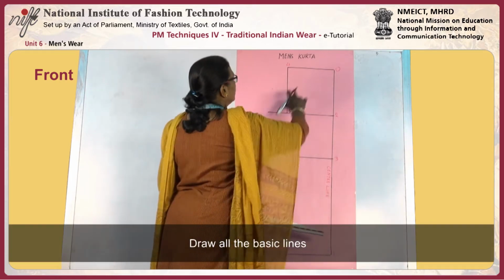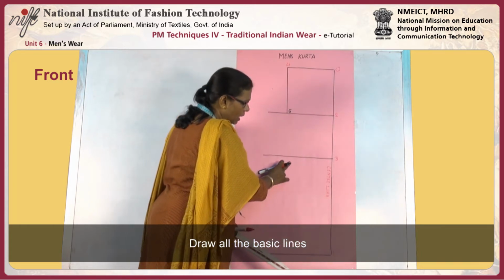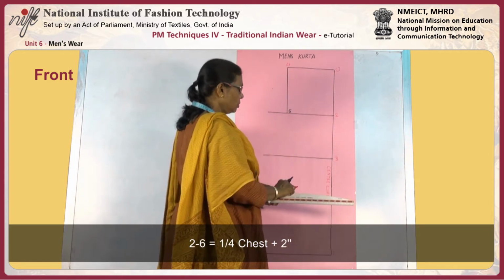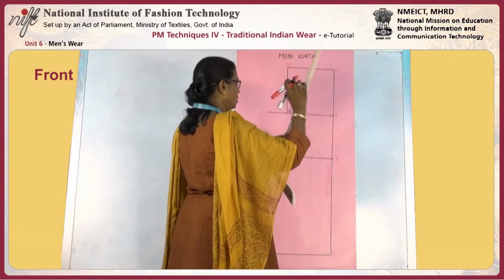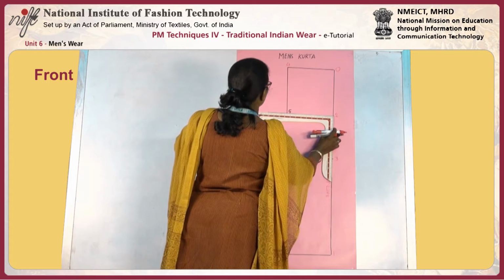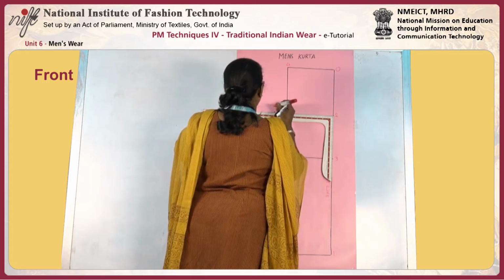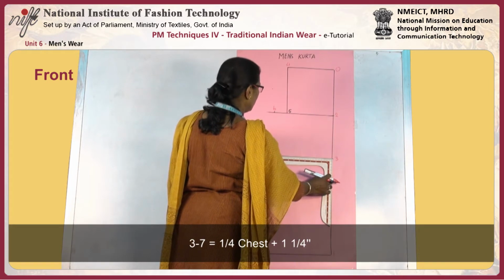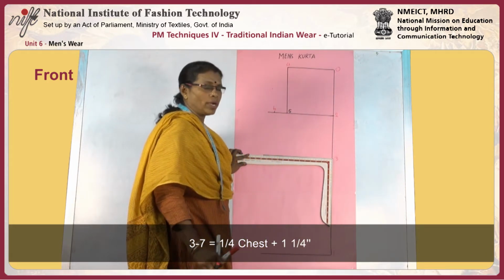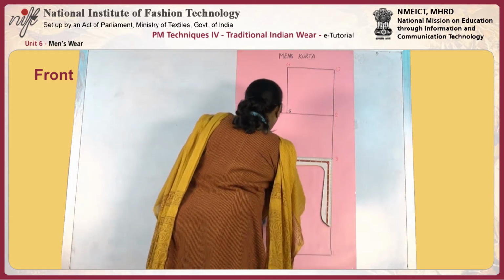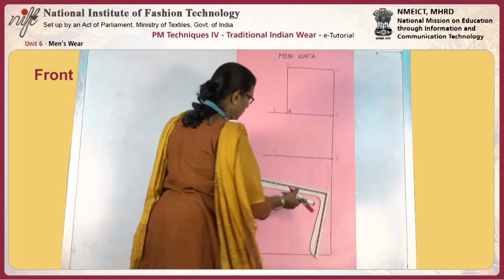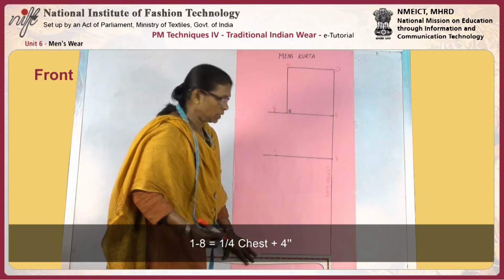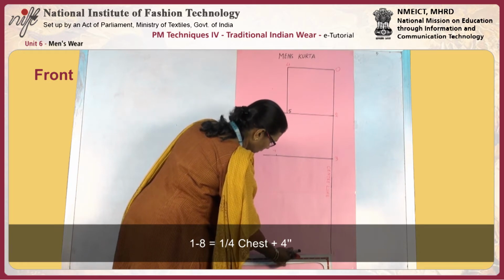For front and back: shoulder line, chest line, waistline and bottom line. 2 to 6 is equal to chest by 4 plus 2 inches. 3 to 7 is chest by 4 plus 1.25 inches. 1 to 8 is chest by 4 plus 4 inches. 9 plus 4 is 13 inches.